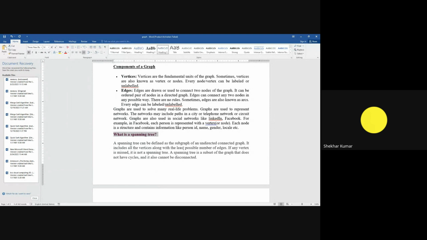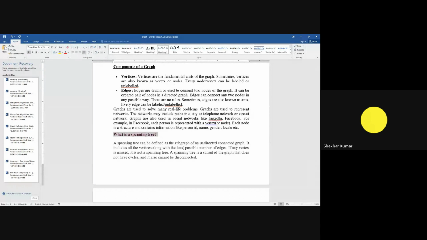If any vertex is missed, then it is not a spanning tree. So in a spanning tree, you have to cover all the vertices, all the nodes. A spanning tree is a subset of the graph that does not have any cycles, because there should be one and only one edge between two vertices in the spanning tree.